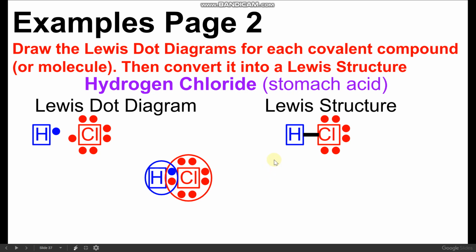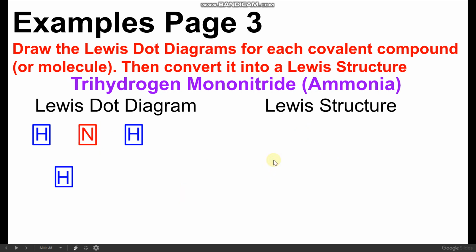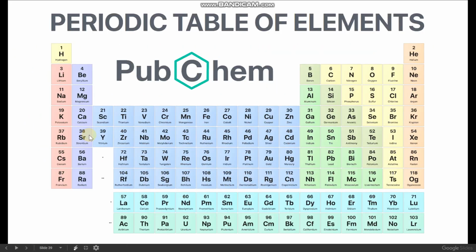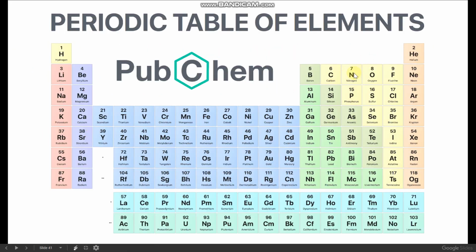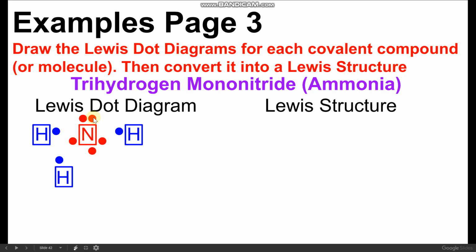Okay, and so then let's do one example that's going to have multiple bonds. So here we're going to do trihydrogen mononitride. So we'll draw 1, 2, 3 hydrogen atoms and 1 nitrogen atom. And then again, hydrogen's right here on the periodic table. So each hydrogen atom, since hydrogen is the first one in its row, is going to have 1 valence electron. And then we'll take a look at nitrogen. Nitrogen's right here. So it's the first, second, third, fourth, 5th element in its row. So it should have 1, 2, 3, 4, 5 valence electrons.